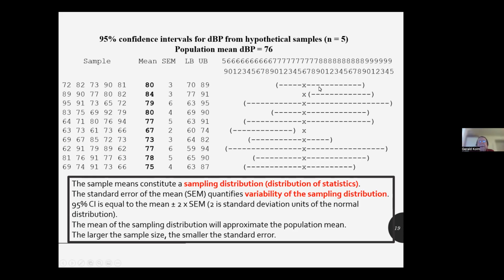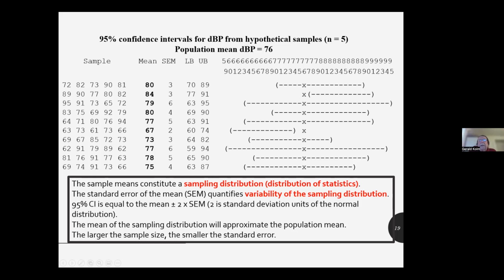And so what this represents for each particular sample is what's called the 95% confidence interval. And what this means is that over repeated sampling, 95% of the time, the confidence interval will include the true population mean. And so I've indicated that here by the X's, where our population mean is 76. And so you can see that most of the confidence intervals that we have include the population mean, but there's a couple here that don't.